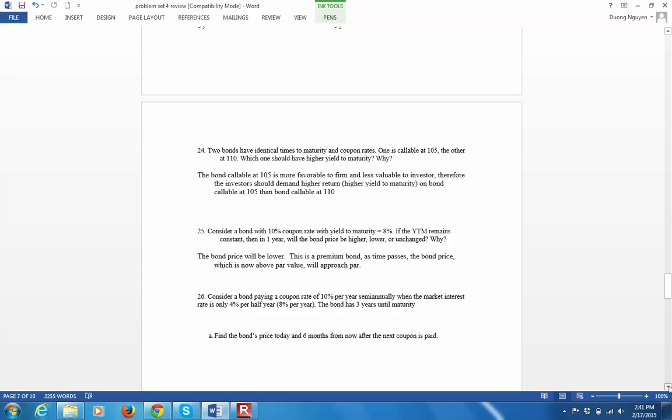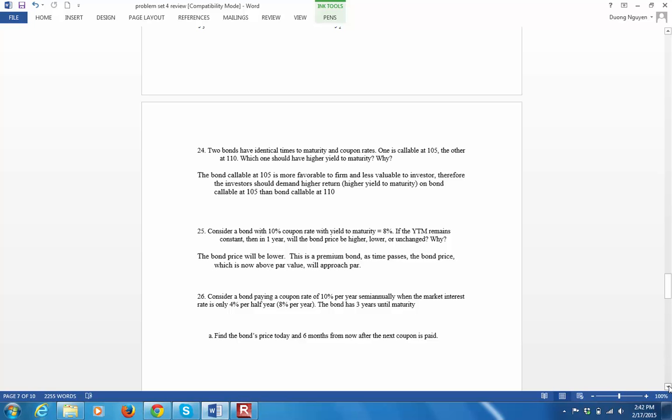Number 24. The two bonds have identical times to maturity and coupon. One is callable at 105, the other one is callable at 110. Which one should have higher yield to maturity and why? So obviously, which one is better for the investor? The one callable at 105 or the one callable at 110?